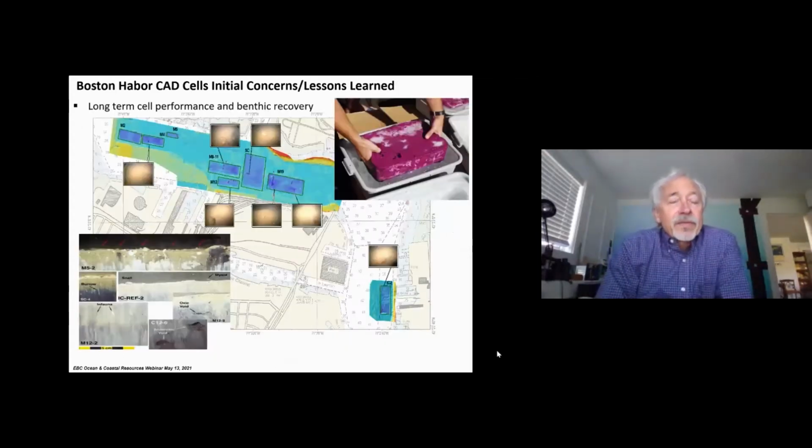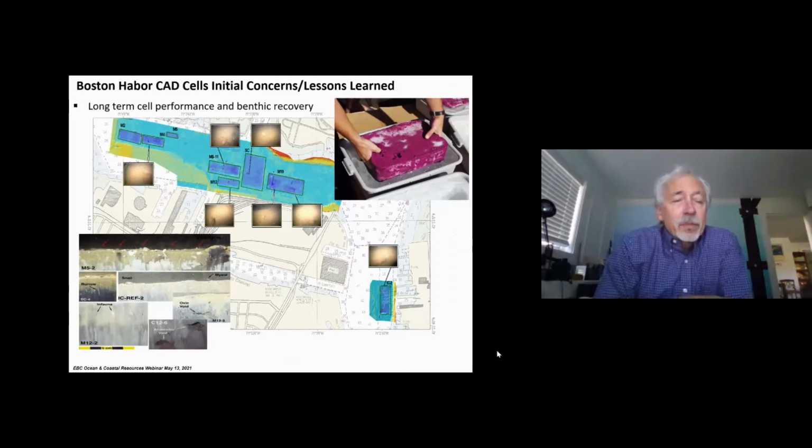And then there was a lot of interest in looking at the performance of these cells after the fact. In the upper shot, you can see some video images to look at the benthic recovery, some images from a sediment profile camera in the lower left. In the upper right, there were tracers, fluorescent tracers, which were released. In the end, it was pretty much as your intuition would say.